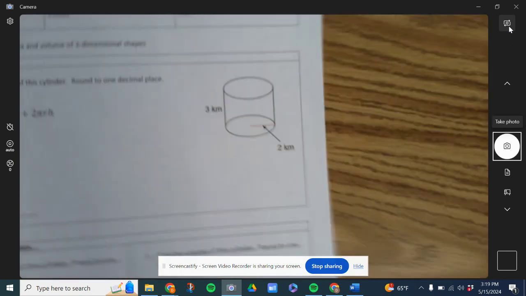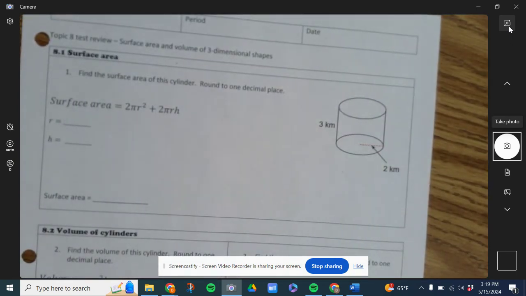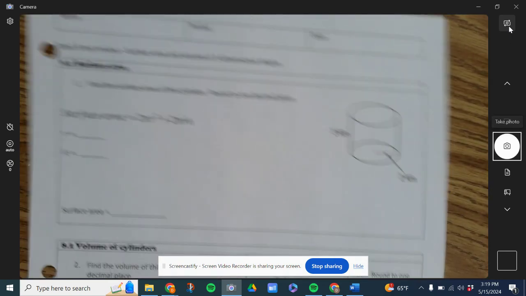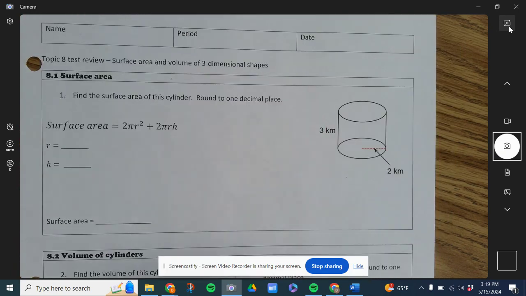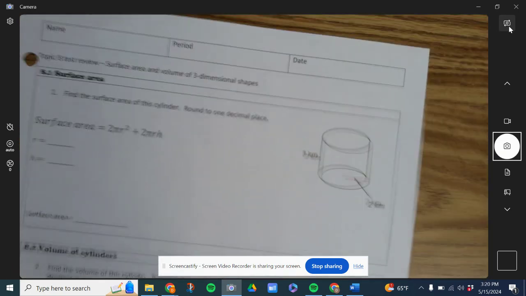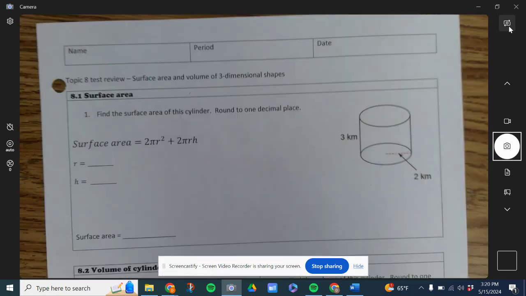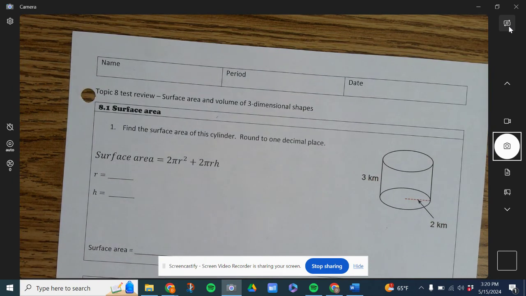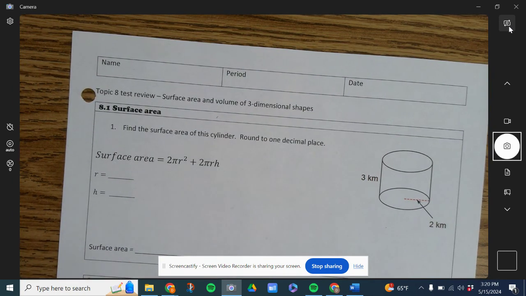Okay. This is the last thing we do, right? This is the Topic 8 test review. We'll test tomorrow. This is just the review video for the test. So we're talking about surface area here.